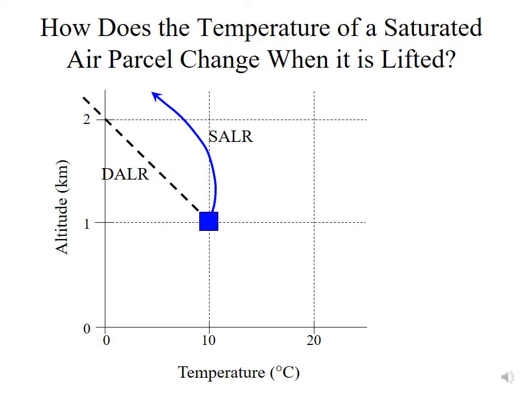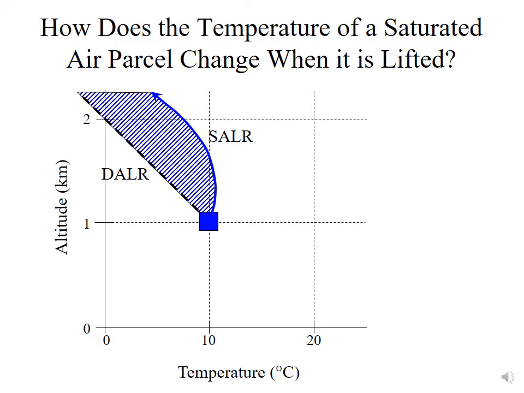And initially, there's a lot of energy that is released, so the difference between the temperature of the saturated parcel and the dry air parcel grows quite quickly. But after a while, most of the water vapor has condensed out, and the saturated adiabatic lapse rate will eventually converge and be parallel to the dry adiabatic lapse rate because there's no additional latent heat release, because most of the water vapor has already condensed out. The saturated adiabatic lapse rate, therefore, is always going to be greater.